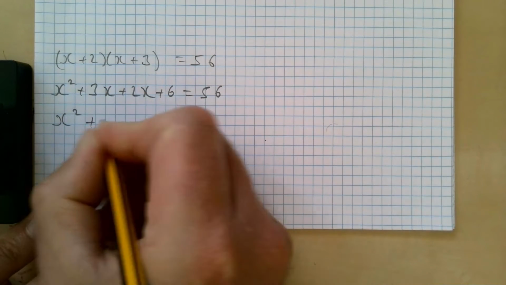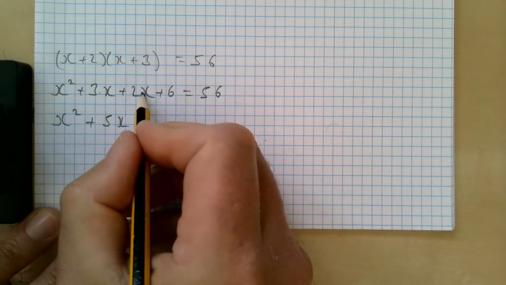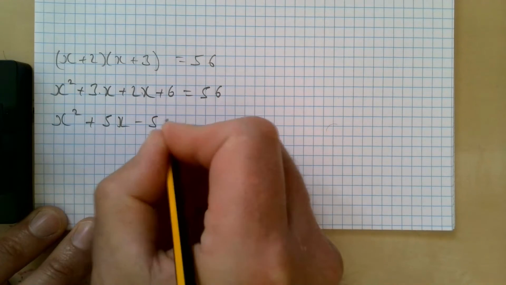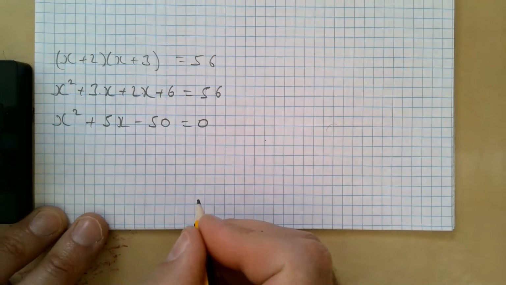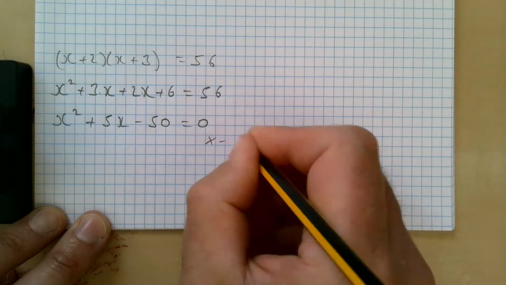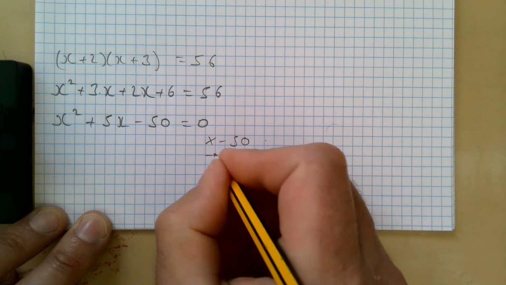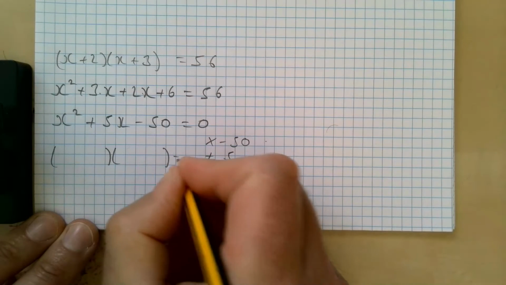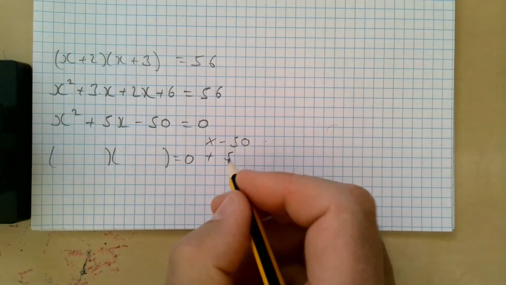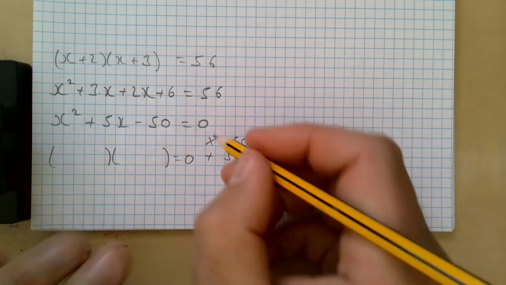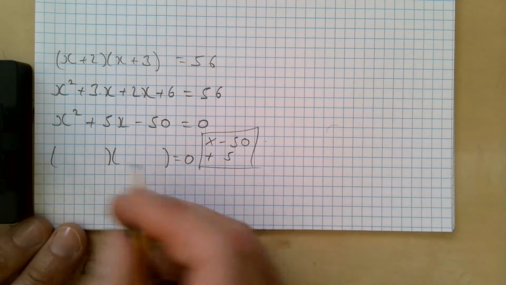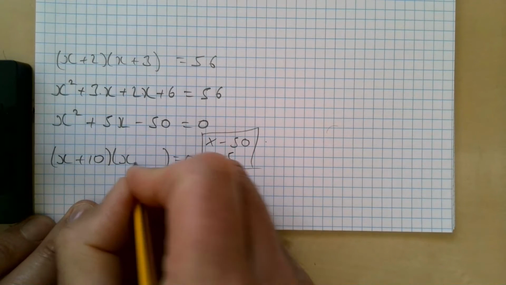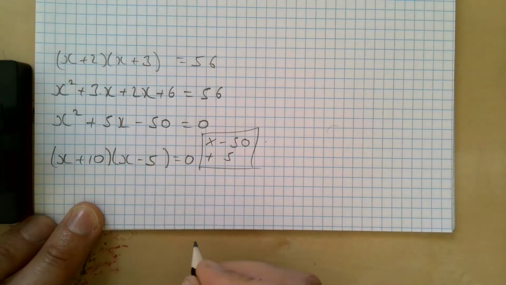So I'm going to simplify these two terms, and then I'm going to take away 56 from both sides. So that's going to be x squared plus 5x. Those two terms join together. Taking away 56 from both sides gives me minus 50 equals 0. I need two numbers that multiply to give me minus 50, and the same two numbers add to give me 5. So you're looking for factors of 50. Again, one has to be positive, one has to be negative, and they kind of cancel each other out to get 5, I always tend to think. So they are going to be x plus 10 and x minus 5.